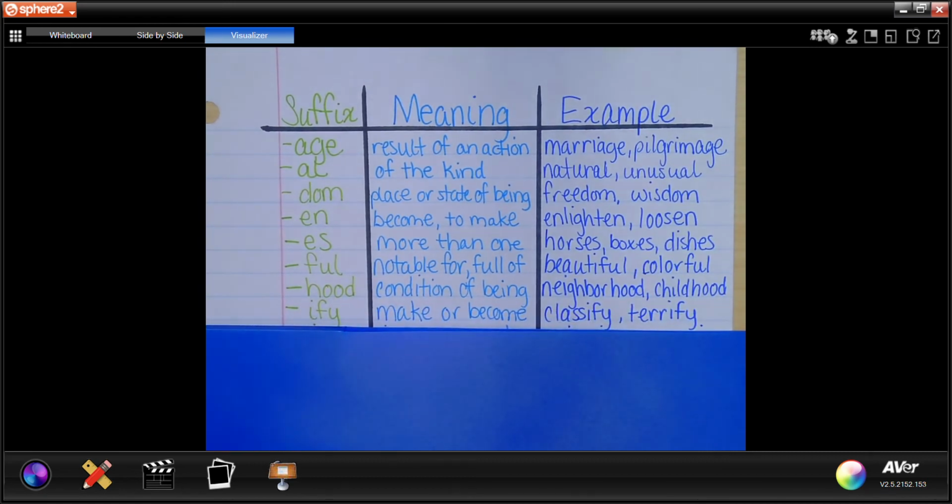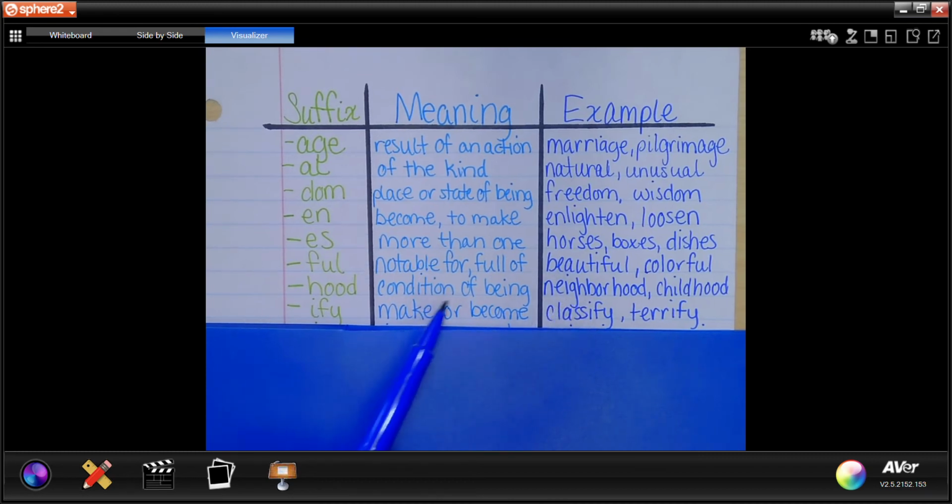Our next suffix is fy. It means to make or become. Classify is one example of the suffix fy. Classify means to make or become in class. Another example is terrify. So terrify is to make or become scared.